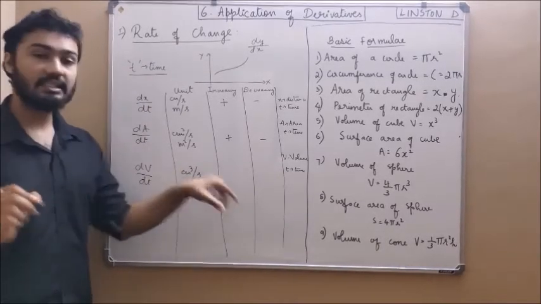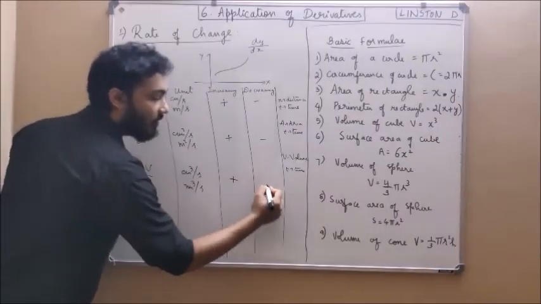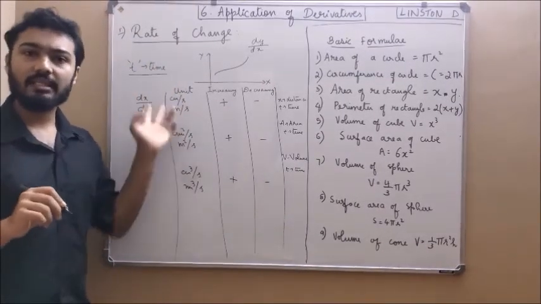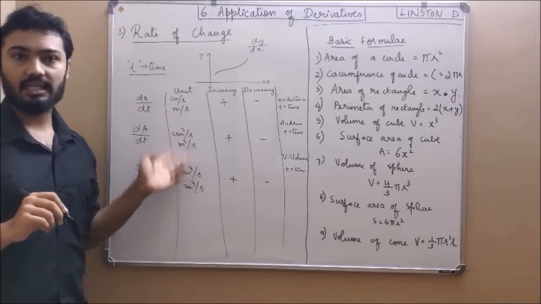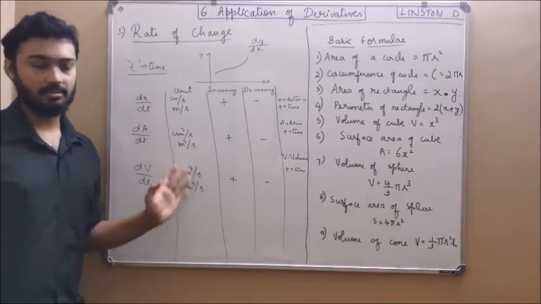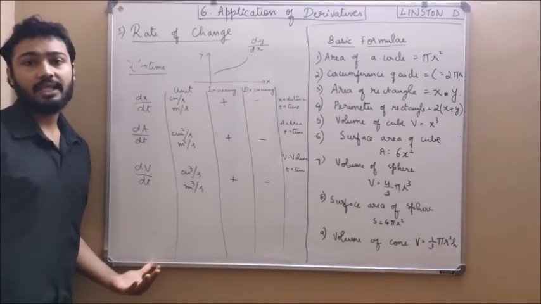Now if the volume increases, the sign is positive. If the volume decreases, the sign is negative. So these are the three main rates of change which you study under this topic. There are many more. We will do that when we do the sums. So pause the video and take note.